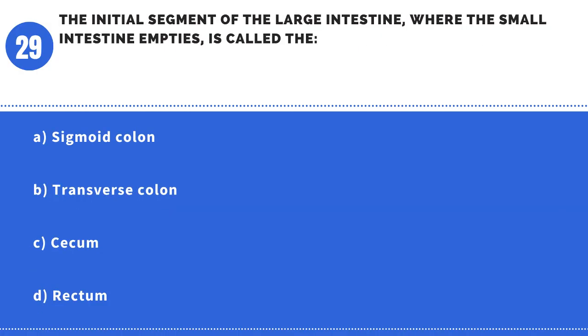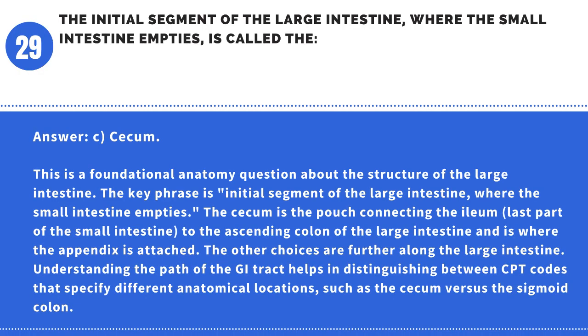Question 29. The initial segment of the large intestine, where the small intestine empties, is called the A. sigmoid colon. B. Transverse colon. C. Cecum. D. Rectum. Answer C.